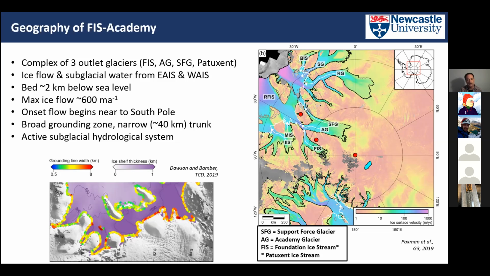And importantly, as initially mapped out by Ben Smith and Helen Fricker, the Foundation and Academy systems have a very active subglacial hydrological system, with evidence from ice surface elevation change in localized pockets, and I'll show that slide a little bit later, of water moving through this system. It's a very active subglacial hydrological system, assuming that those things that we're seeing as anomalies in ice surface elevation are actually subglacial lakes, of course, and subglacial hydrology and other things.